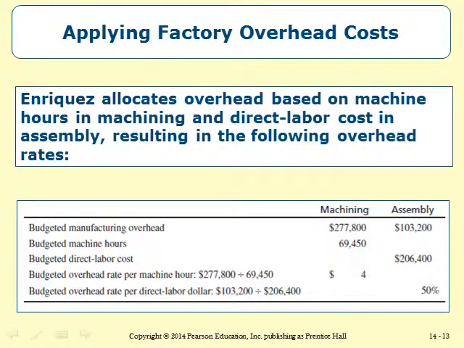So as we talked about in Chapter 13, to compute the budgeted overhead rates, we need the following for each department: the cost allocation base, the budgeted overhead cost, and the budgeted amount of each cost allocation base. Enriquez allocates overhead based on machine hours in machining and direct labor costs in assembly, and they result in the following overhead rates. So we see that we have a machining rate of $4 per machine hour, and we have an assembly cost of 50% per labor dollar.